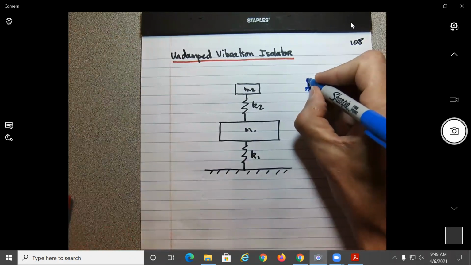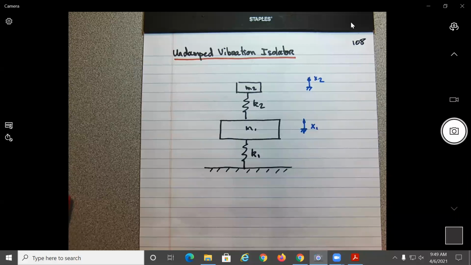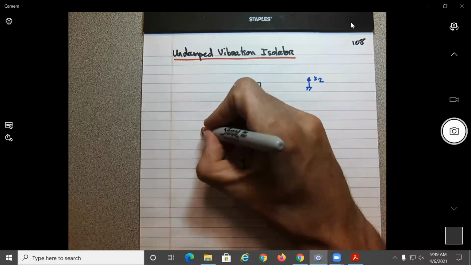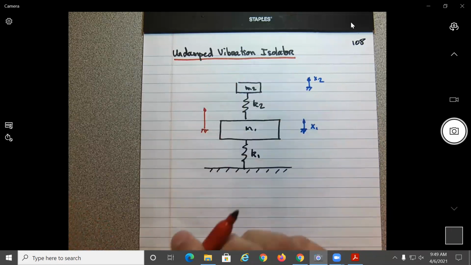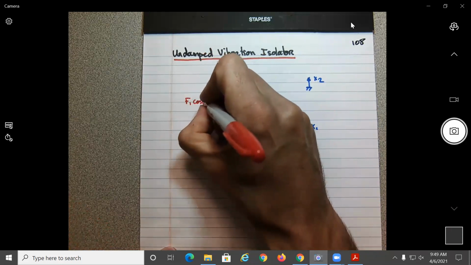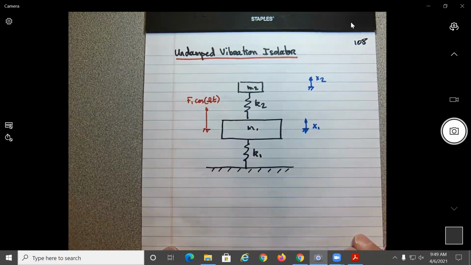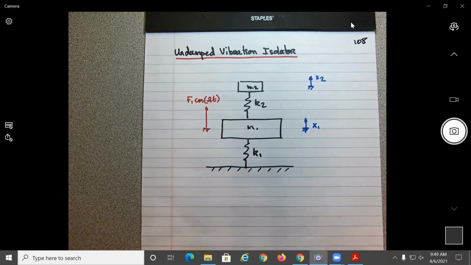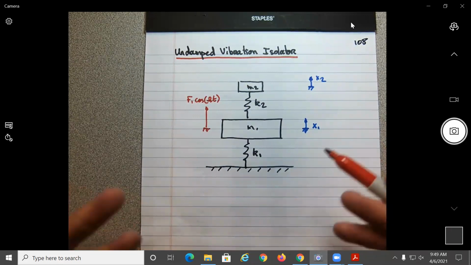So each one of these masses will have a coordinate system. And let's say over here that M1 is subjected to a force F1 cosine capital omega t. Okay, so what is the real meaning of this figure, if you want? What could be a direct application?